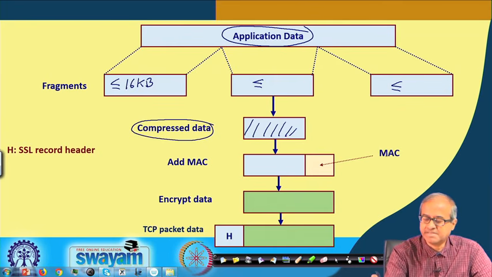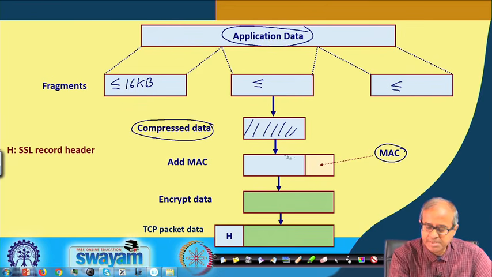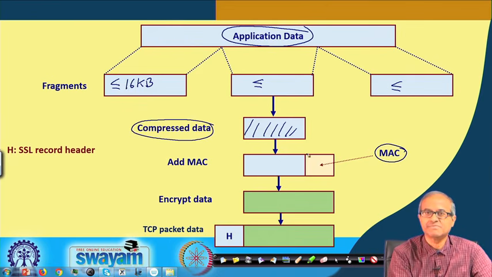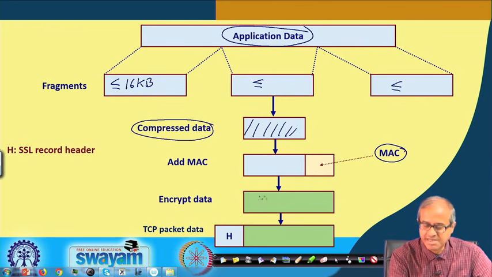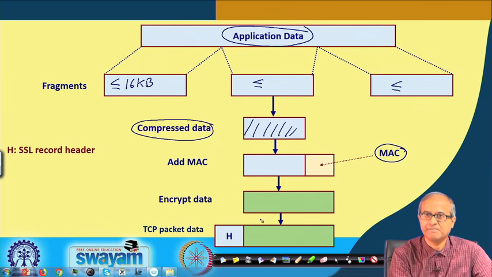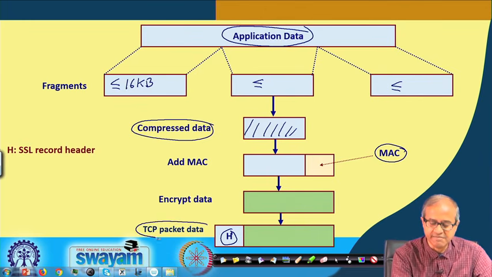Then you generate some kind of hash, a message authentication code. This can be keyed or unkeyed, you can agree on exactly what method to follow. So, with this compressed data, you add the MAC. Then you encrypt the whole thing. You can decide which encryption method to use, DES, AES or anything else. This green box you see is your encrypted data. Then an SSL header is added to this encrypted data, and this is given to TCP.